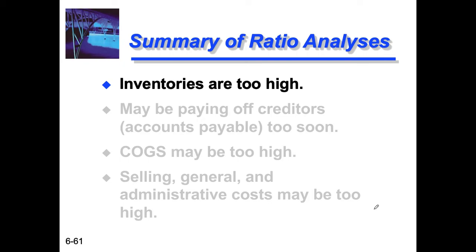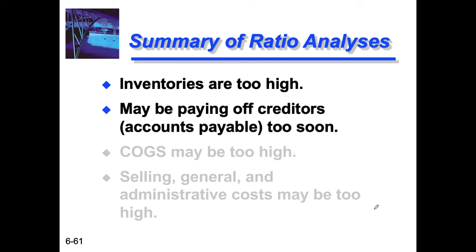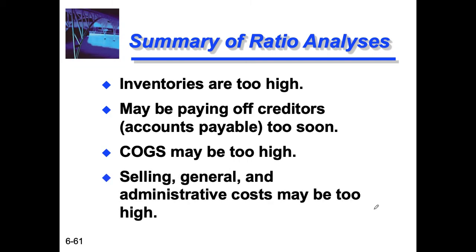And then we move to summary of ratio analysis. Inventories are too high. Maybe paying off creditors or accounts payable too soon. COGS may be too high. Selling, general, and administrative costs may be too high.